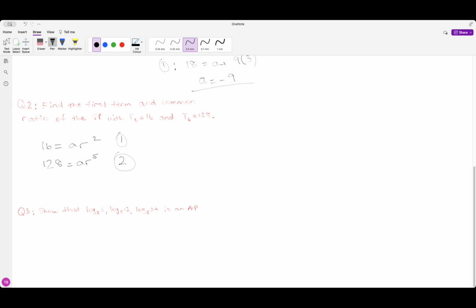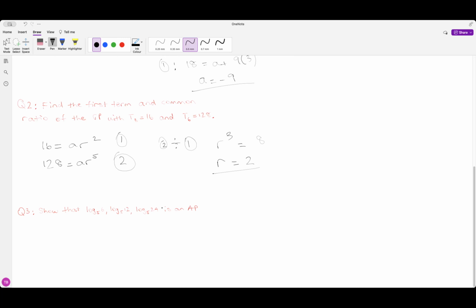Again, simultaneous equations. I'm not going to go into too much detail on why I'm doing this because we're going to be focused on this content specifically. But I'm going to divide these two, 2 divided by 1. And that's going to mean that I have a divided by a, which is just 1, sorry. r to the 5 divided by r squared gives me r cubed. And then I have 128 divided by 16, which is 8. So that means that my r is equal to 2. Right? And that gives me my final answer for the rate.